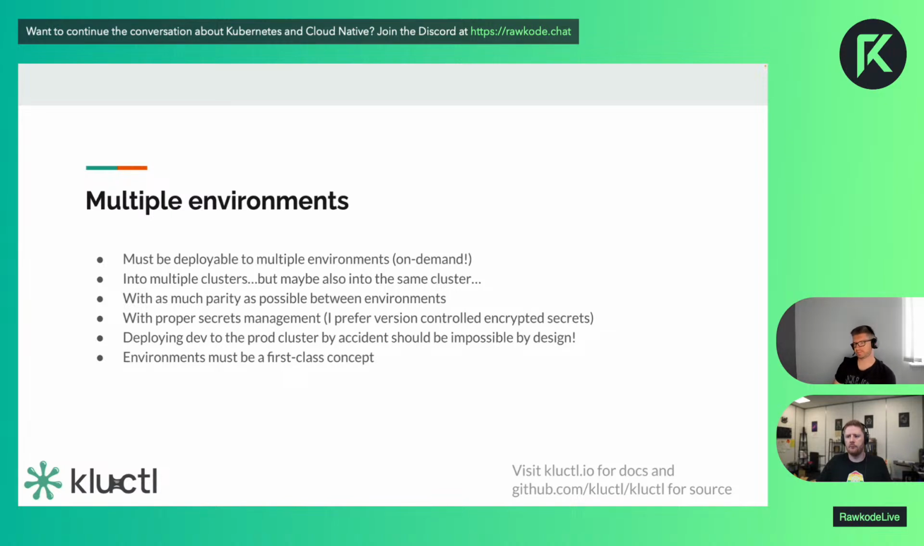So next thing is deploying some environment, for example dev, to a prod cluster by accident should be impossible by design. What I mean with that is if I, as a DevOps engineer, want to deploy something to dev, I shouldn't have to figure out what context to use. I shouldn't have to figure out what other credentials are required. I shouldn't have to figure out what configuration I should choose to deploy to dev.